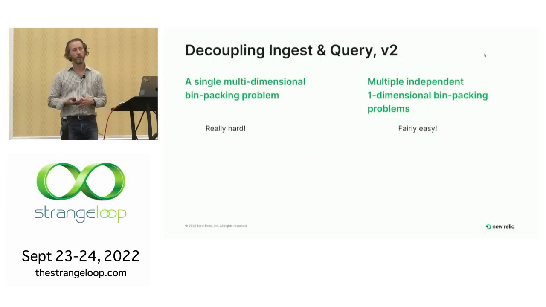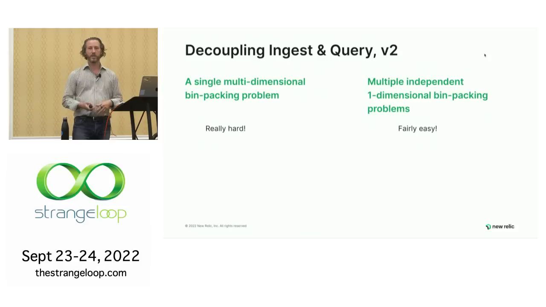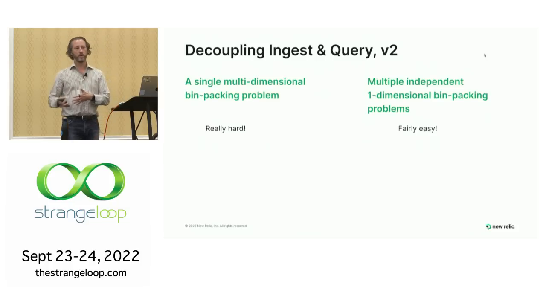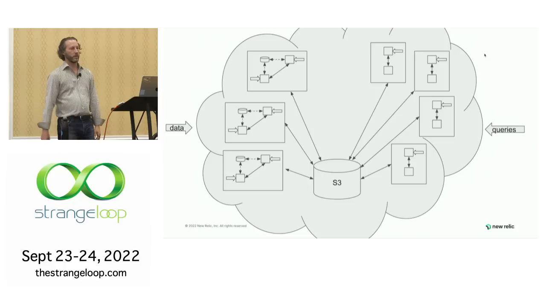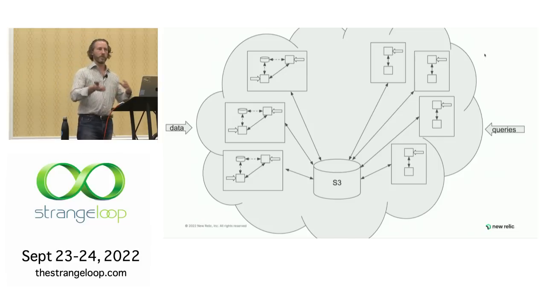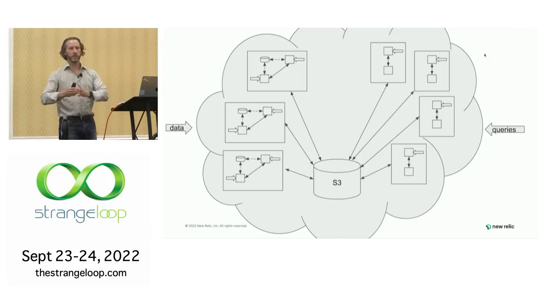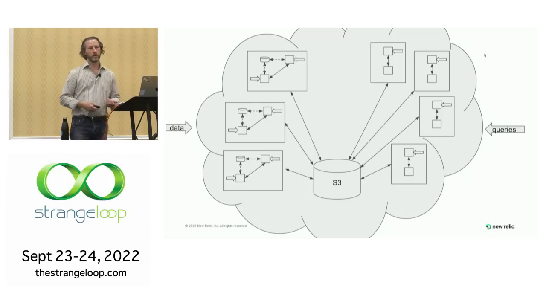That bin packing problem, the realization there was that this single multi-dimensional bin packing problem was really, really hard. But if we could turn it into multiple independent one-dimensional bin packing problems, those are easy. So much like we wanted to have different numbers of insert workers and different numbers of query workers back when we were in a single cluster, we want to have different numbers of ingest cells and query cells. So we pulled the query layer out of those lift and shift cells into their own cells that we can scale independently and that we can distribute workloads to independently of how the ingest workloads are coming in.